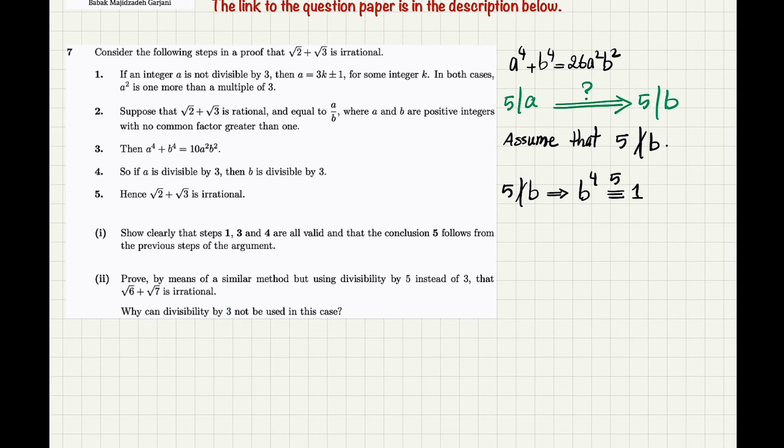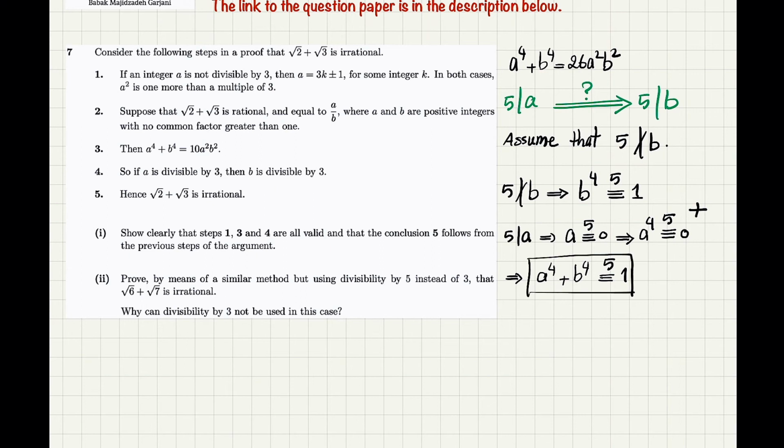Yes? On the other hand, I know that a is divisible by 5. Okay, so what does it mean? 5 divides a, it means that a is congruent to 0 in that modulus. So if I raise it to power 4, then a to the 4 is congruent to 0 modulo 5. And then if I add these two side by side, I will get a to the 4 plus b to the 4 is congruent to 1 plus 0, which becomes 1 modulo 5. Yes?